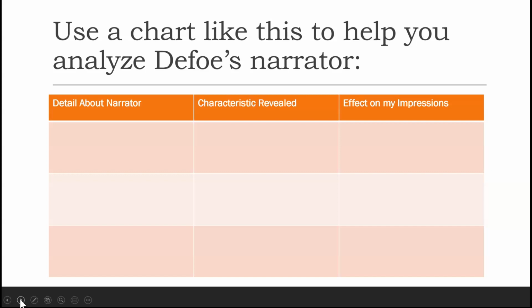It can be helpful to keep a chart like this as you read, just because sometimes when you're trying to analyze different aspects of the text at the end, it gets a little complicated, and a chart allows you to do it slowly throughout the text while you read.